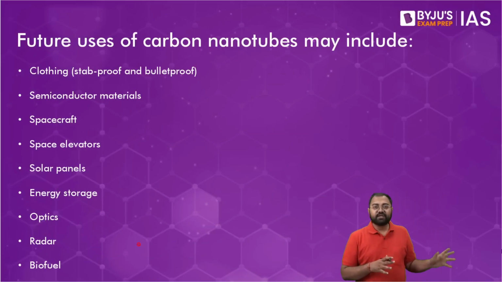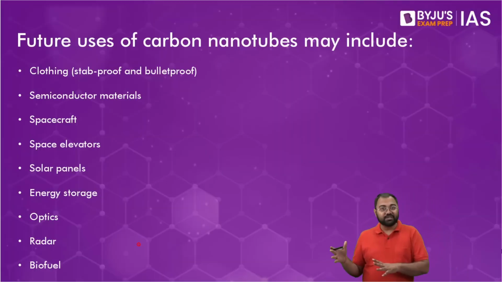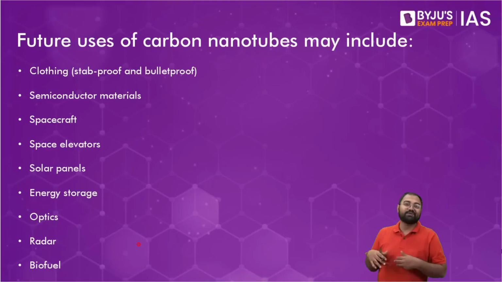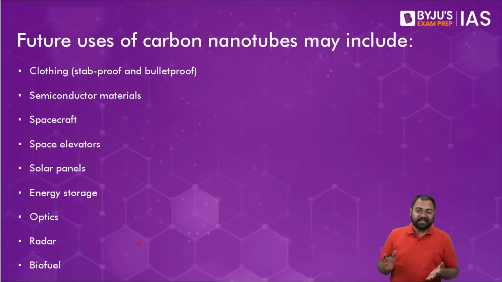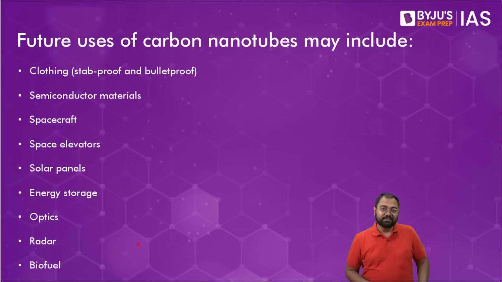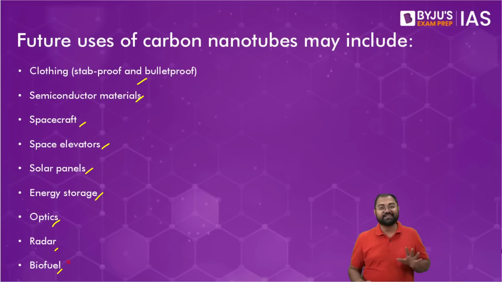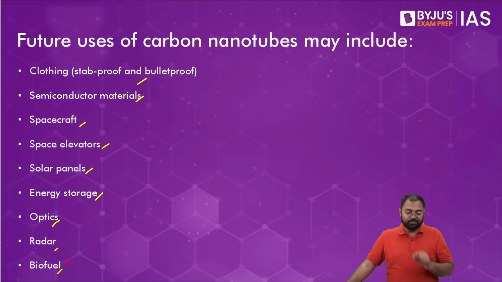And these are some of the areas where we are actively trying to work, and there are some of these areas where we already are working. But at the same time, we see that there is a future where we'll be able to do a lot more than what we are doing with carbon nanotubes today. And the list is unlimited. These are just some of the examples of what can be done, but the list goes much beyond what you see on your screen. So these are just some of those examples, like clothing or semiconductor materials, spacecraft, solar panels, space elevators, energy storage, optics, radar, biofuel. All these sectors in one way or the other can make use of carbon nanotubes.